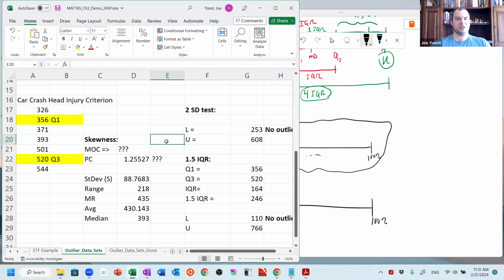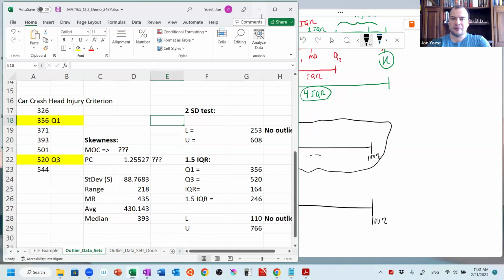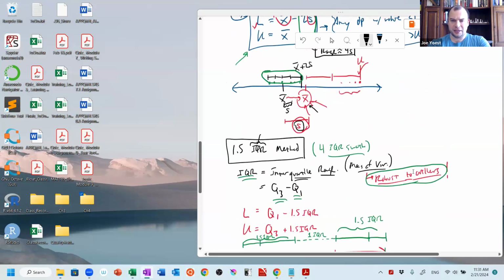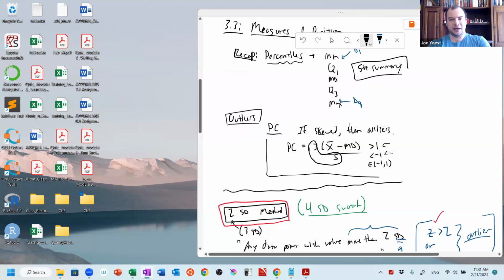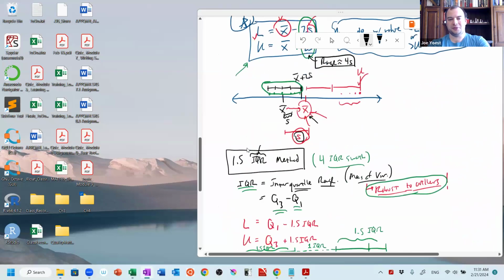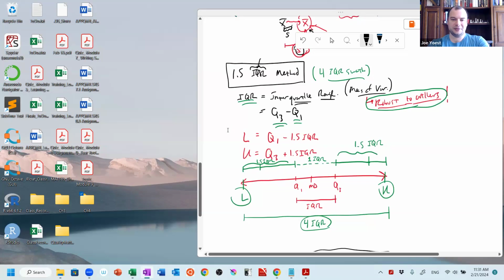So maybe if I had a specific purpose like that, I could investigate it a little more closely and say, do I want to be a little more likely to throw out a data point? Do I want to be a little more likely to include a data point if it's on the boundary? What am I doing with the outliers? Why do I care about the outliers? But again, a little more gray area here than in something like algebra, where the answer is the answer and that's the end of the story. Okay, so any questions on outliers, either related to skewedness or related to finding outliers with the two standard deviation method or the 1.5 IQR method?